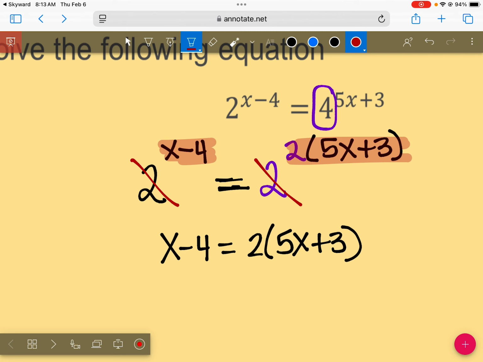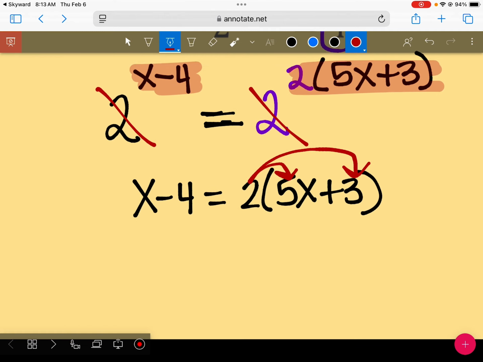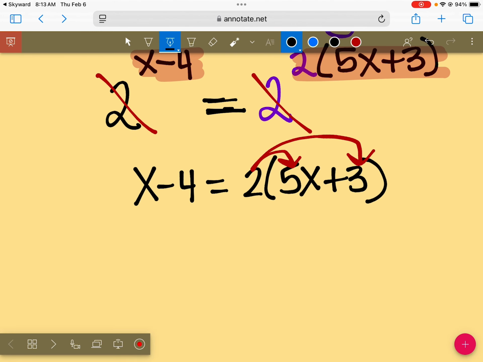So whenever you have a parentheses and a number in front, we have to multiply that out. So take your calculator, multiply 2 times 5 and 2 times 3. See what you get. So 2 times 5 would be 10x. 2 times 3 is 6.